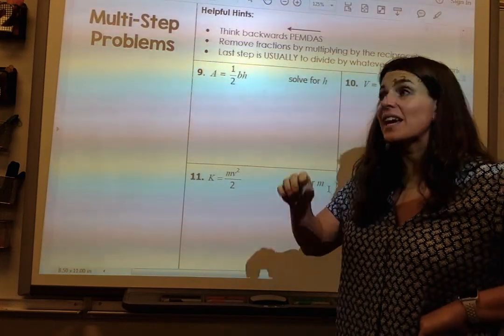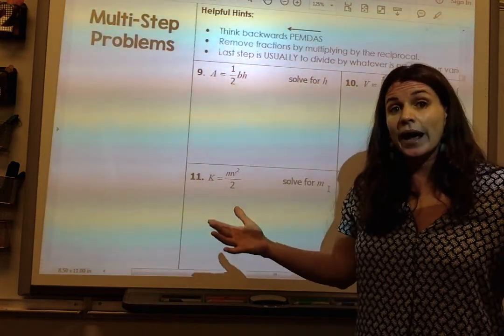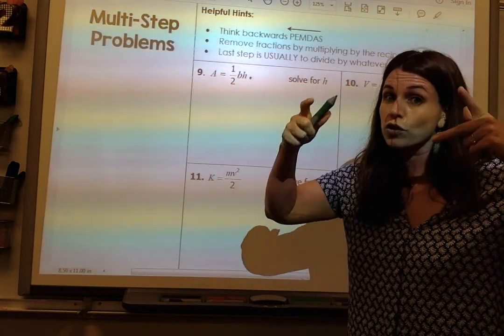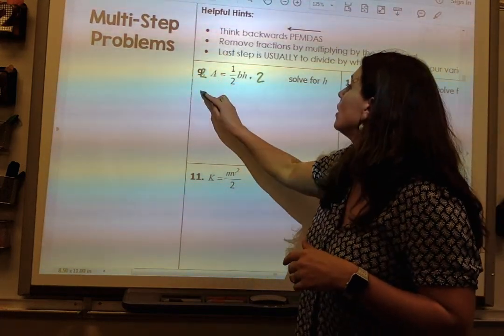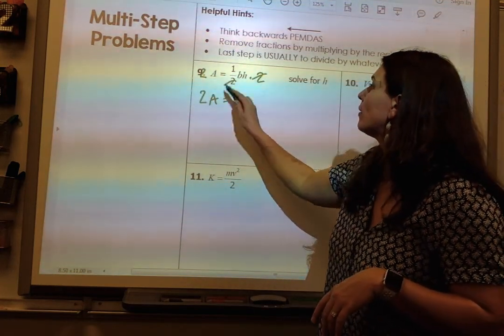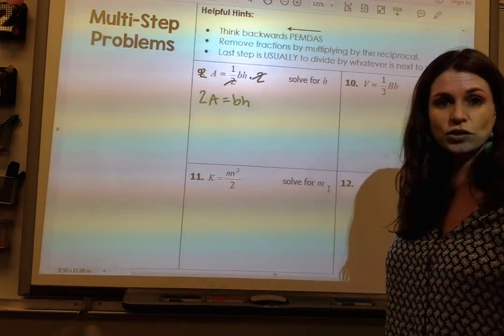The first thing is I've got to clear out my fraction. How do you clear out 1/2? You multiply both sides by the multiplicative inverse, which is 2 over 1, or just 2. So I get 2a equals b times h. My 2's cancel out. I'm left with bh, and 2 times a is 2a.